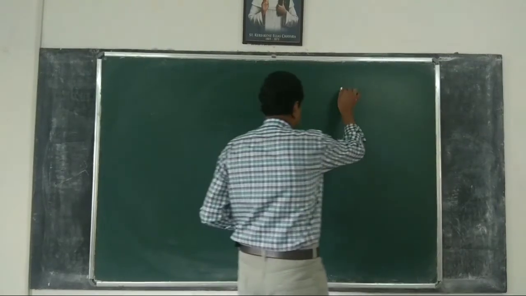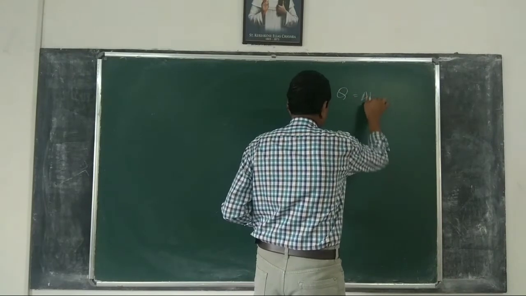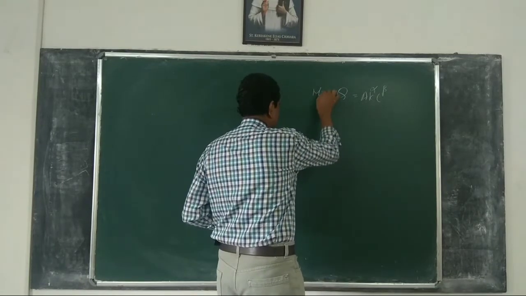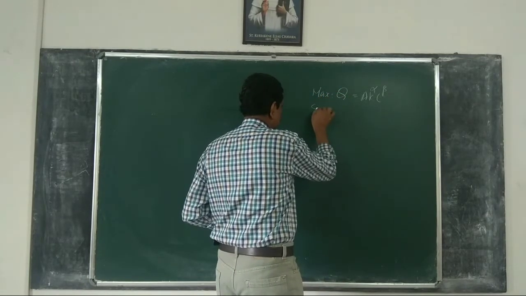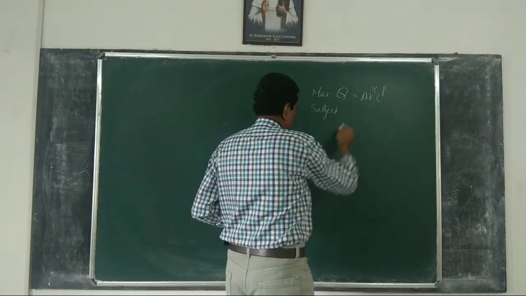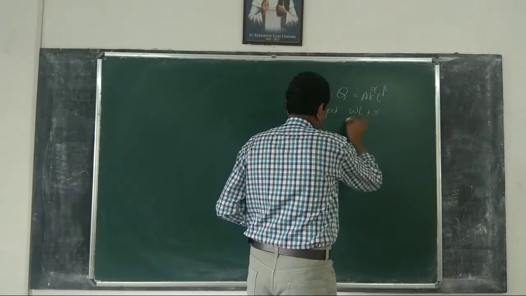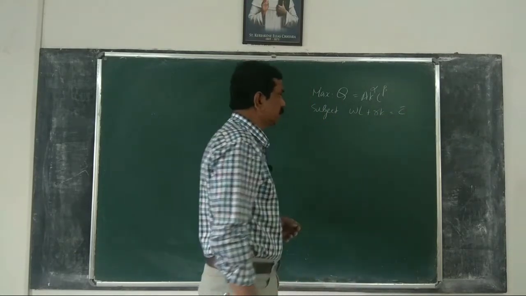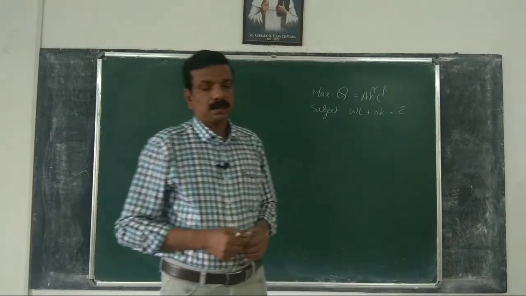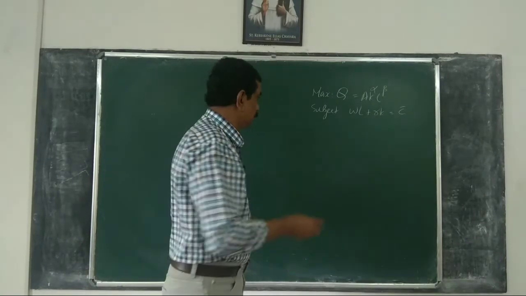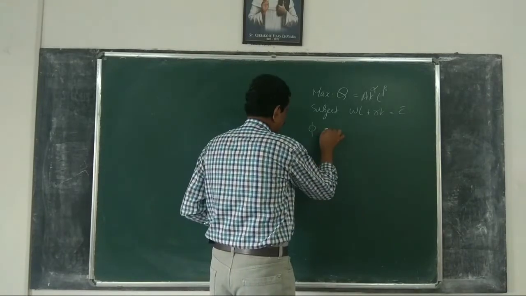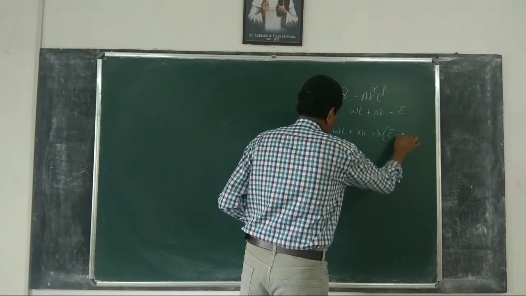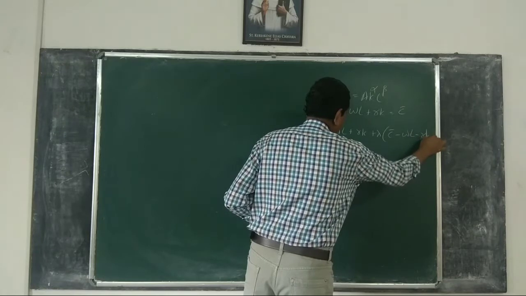We know that the Cobb-Douglas production function is given as Q = A K raised to alpha L raised to beta. So the problem is maximize Q subject to WL plus RK is equal to C bar. So we formulate the Lagrange function as Q plus lambda into C bar minus WL minus RK.